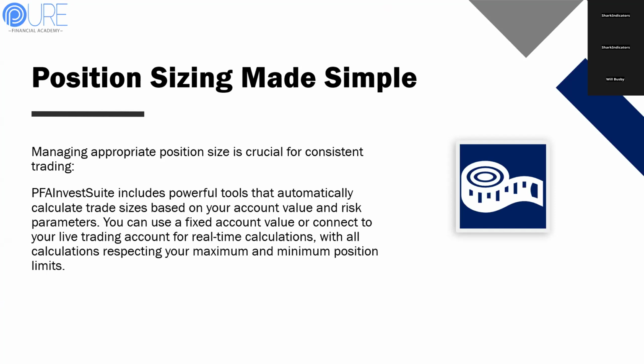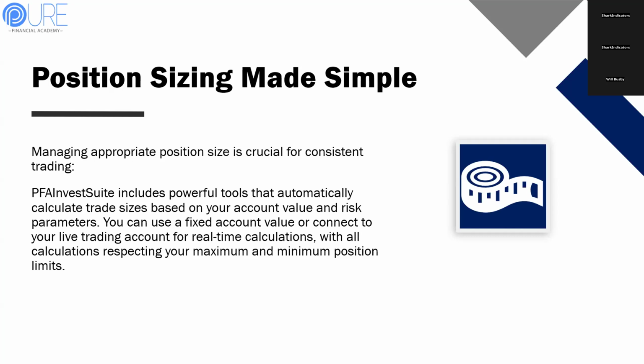Okay, got it. Or I could say, no, connect to my actual account and see what the literal value is. So you can do all of that, and it's going to respect your maximum and minimum position size limits. So let's say okay, Will, you can trade 4 contracts right now. Okay, but I don't want to. For whatever reason, I want to trade 3. Got it. So it will respect that.